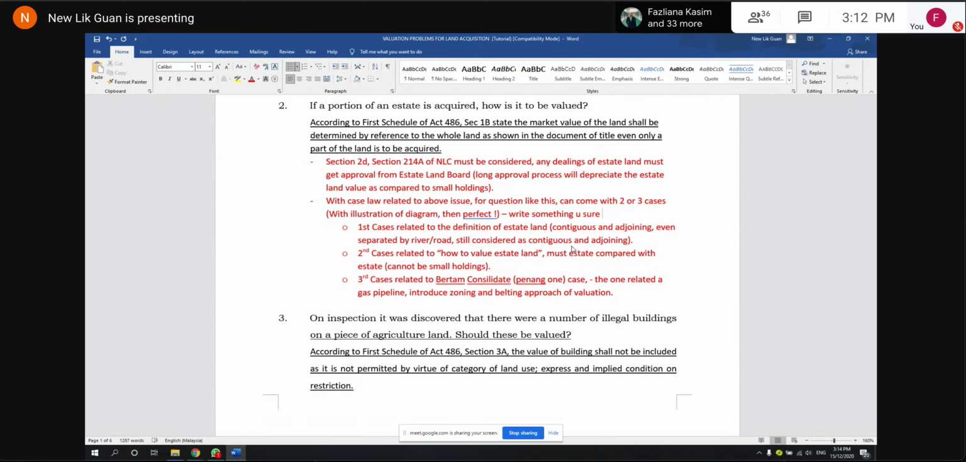You just add some more graphical illustration, if possible. You must write something you are sure of, that's okay. But if you cannot remember all the names of the case, for example, Pertam Consolidated versus Collector of Land Revenue Penang, something like that, and you can't remember which land administrator, that is okay. But the first name must be correct. Okay. Done. Question 2. Question 3.